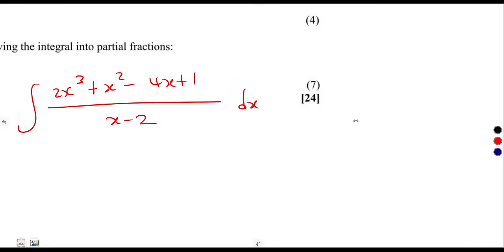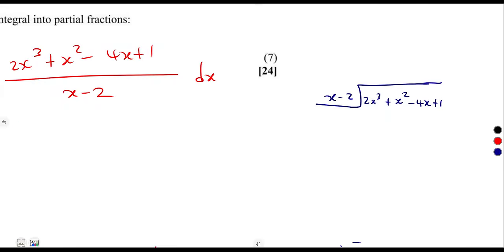This is lesser degree. So we're just going to take that x minus 2, our divisor, into our dividend, which is 2x cubed plus x squared minus 4x plus 1. Divide to obtain the quotient here. So that's it. Remember the division concept, always first term to the first term. Divide 2x cubed by x. That's 2x squared. Then you multiply every term that you are given there.